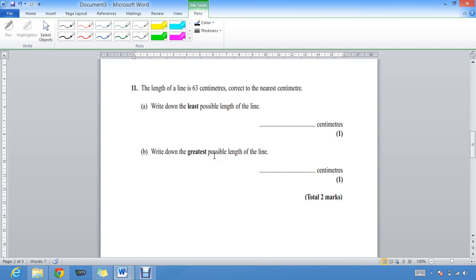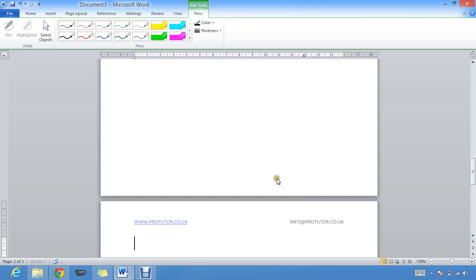So it says the length of a line is 63 centimeters, correct to the nearest centimeter, so that's 1. Write down the least possible value. So the least possible value in this case will be 62.5, because this nearest centimeter here is dividing it by 2. It's asking you for the least, so it is 63 minus 0.5. The greatest possible value, you have to do 63 plus 0.5, which is 63.5 centimeters. So again, these are the easier type of questions for this topic.